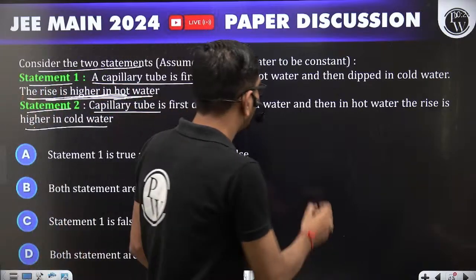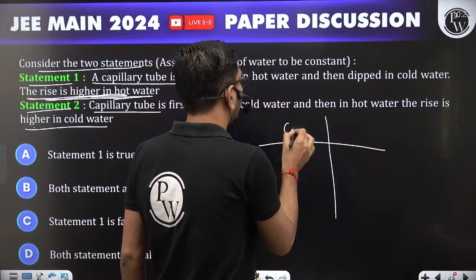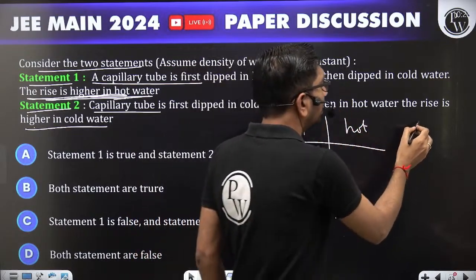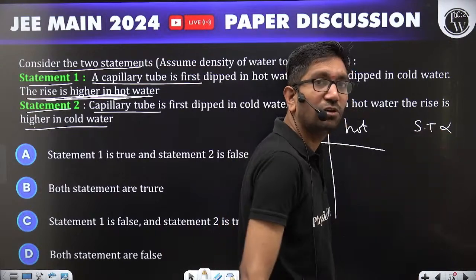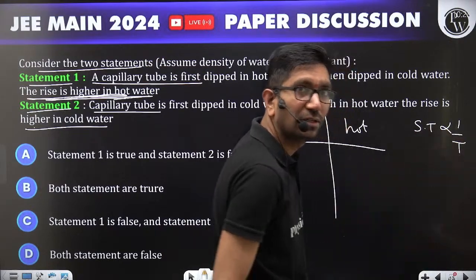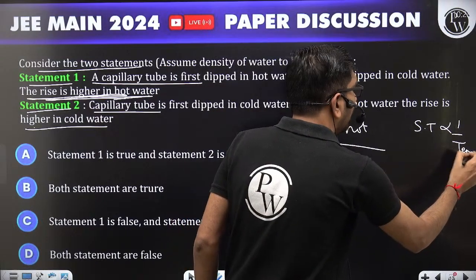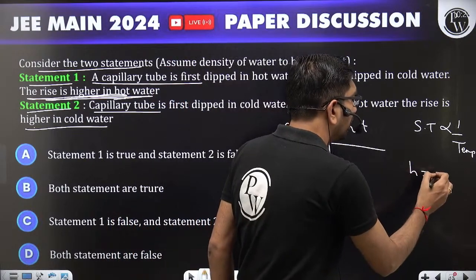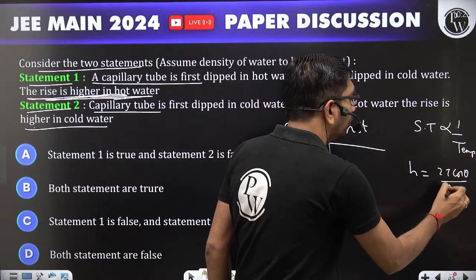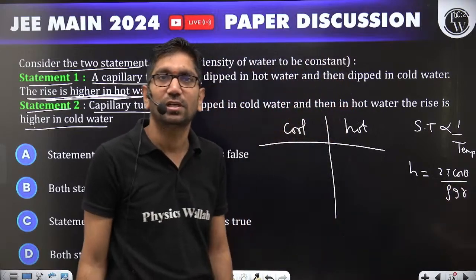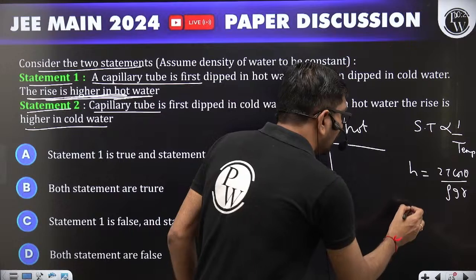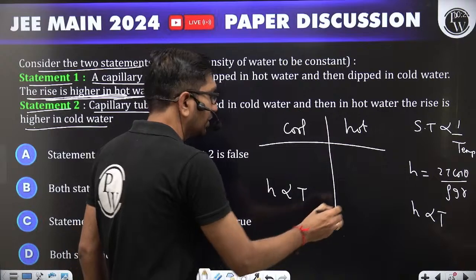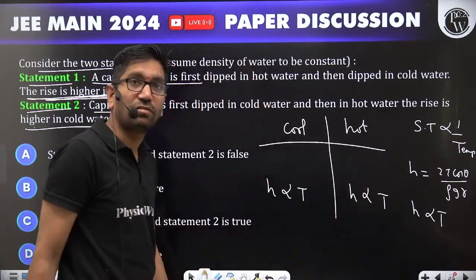Now observe here. Here I am taking cool water and here is hot water. As everyone knows, the surface tension is inversely proportional to the temperature. And we know the formula for height rise in a capillary tube: h = 2T cos theta by rho g r. If you observe carefully, the height is directly proportional to surface tension.